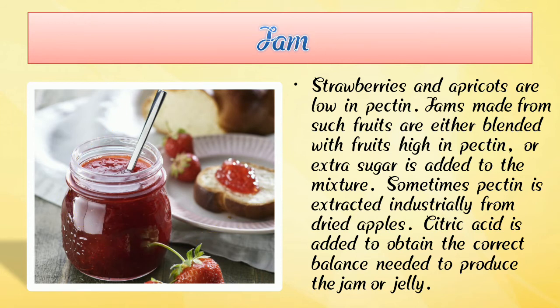Strawberries and apricots are low in pectin, and jams made from such fruits are either blended with fruits high in pectin, or extra sugar is added to the mixture, and sometimes pectin is extracted industrially from dried apples, and citric acid is added to obtain the correct balance needed to produce the jam or a jelly.